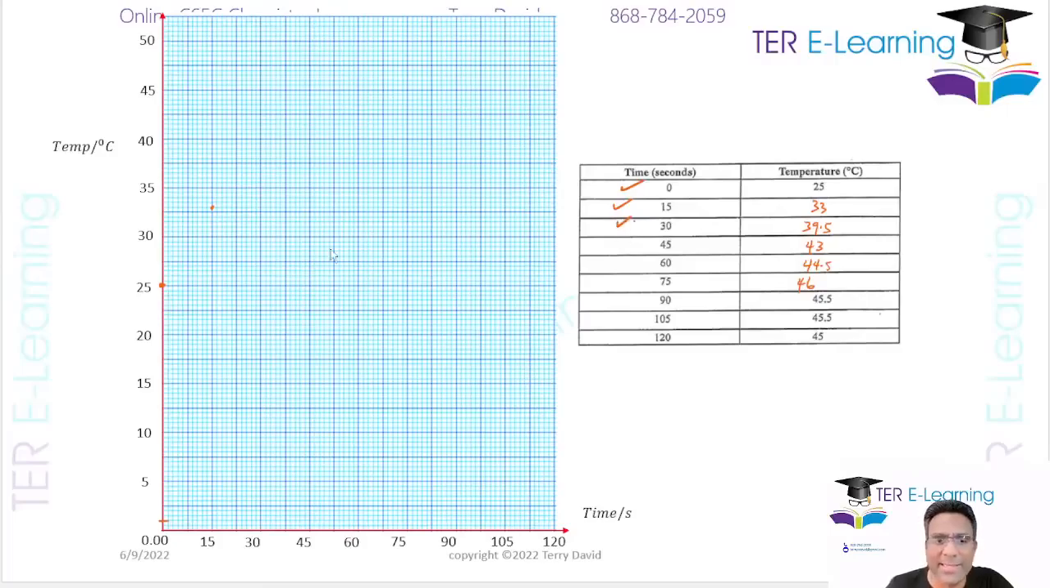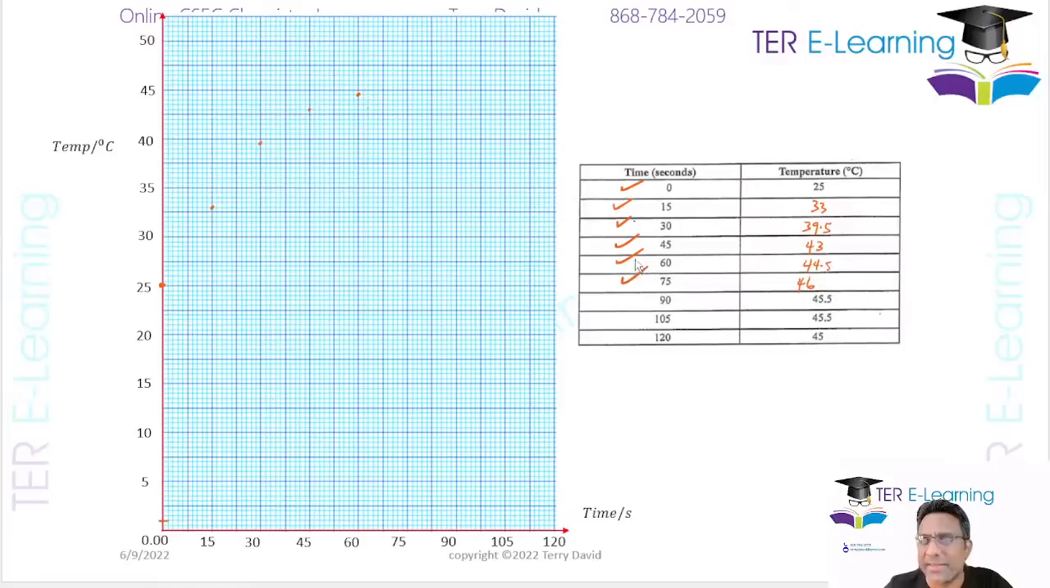The next one is 30 against 39.5. So this here is 39, so here is 39.5. Next one here is 45 against 43. So 45 against 41, 42, 43 is up here. Next one is 60 against 44.5. So 40, this is 44, this is 44.5.